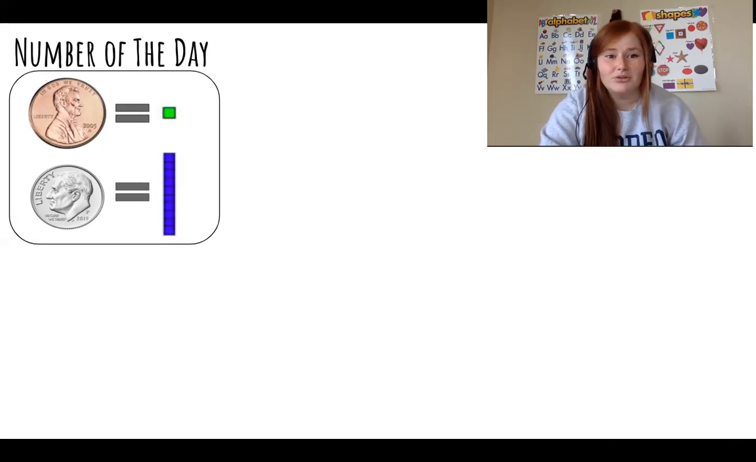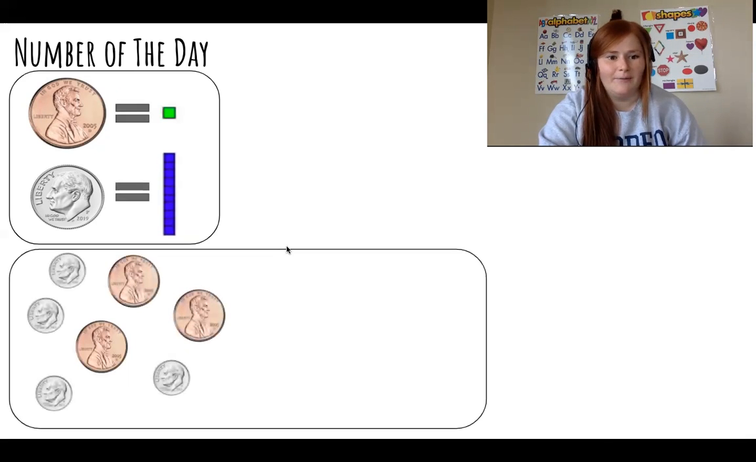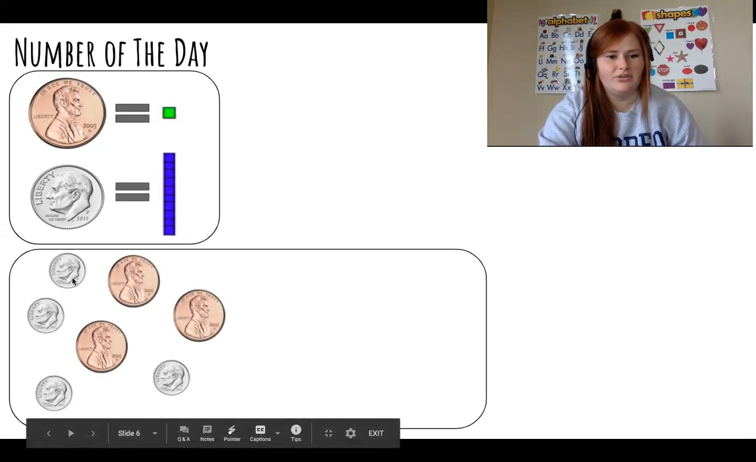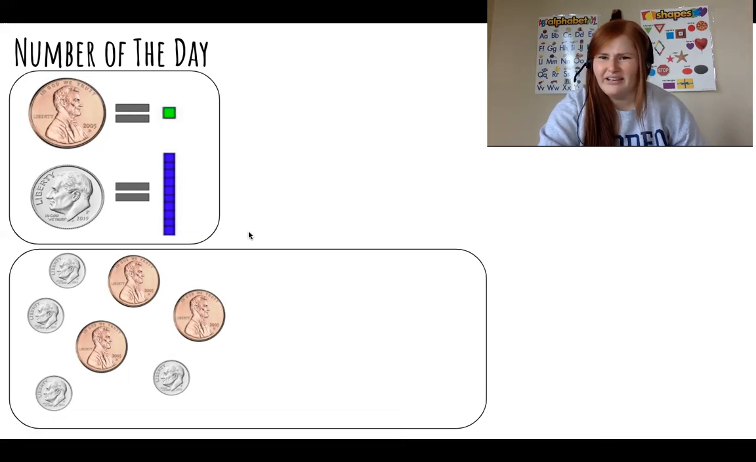Good job. So remember, mathematicians, when you see coins, you don't just count all of them as a one because they're all different. They all have that different value. You have to look closely and decide if it's a group of one or if it's a group of 10 or an extra one. So let's take a look at some of the coins I pulled out today. If I look down here, I have 1, 2, 3, 4, 5, 6, 7. 7 coins. But is my number of the day 7? No. Let's look again. I noticed that we have some silver coins, some dimes, and we have some copper coins. We have 3 of the copper coins.